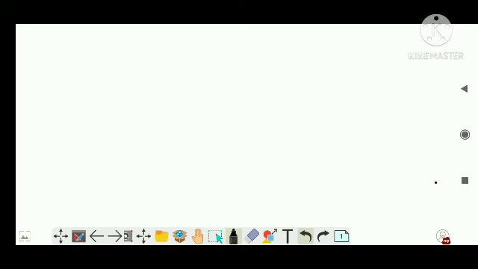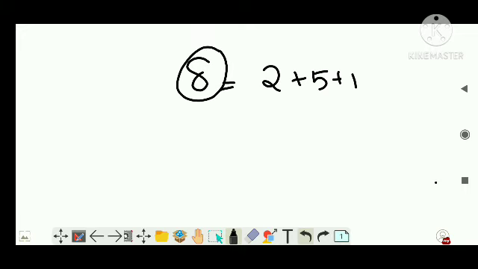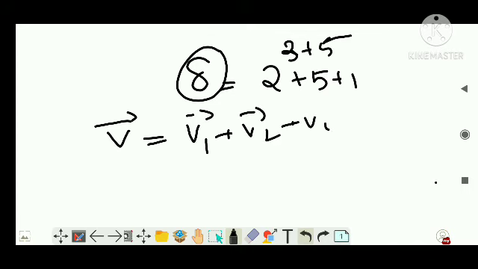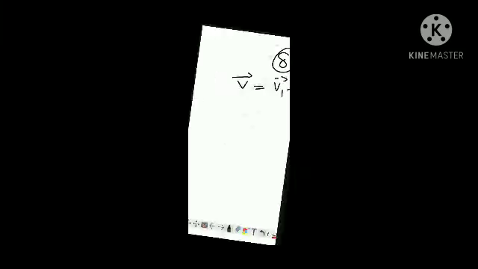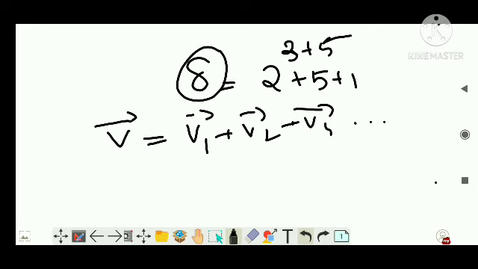Now suppose similarly, can't I write it as a combination of 2 plus 5 plus 1? Yes, I can write. So that means 8 can be split into not only 2 components, it can be split into more than 2 components. This much clear? Similarly, a vector can also be split into more than 2 components. That is, I can say v vector is equal to v1 vector plus v2 vector plus v3 vector and so on, right? But the addition is not done by arithmetic method. This addition is done by our parallelogram law method.